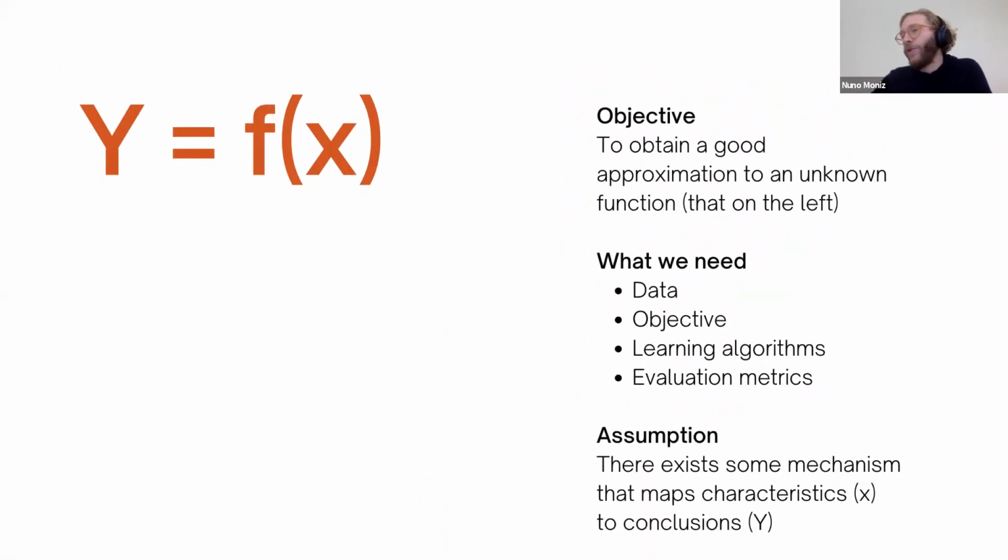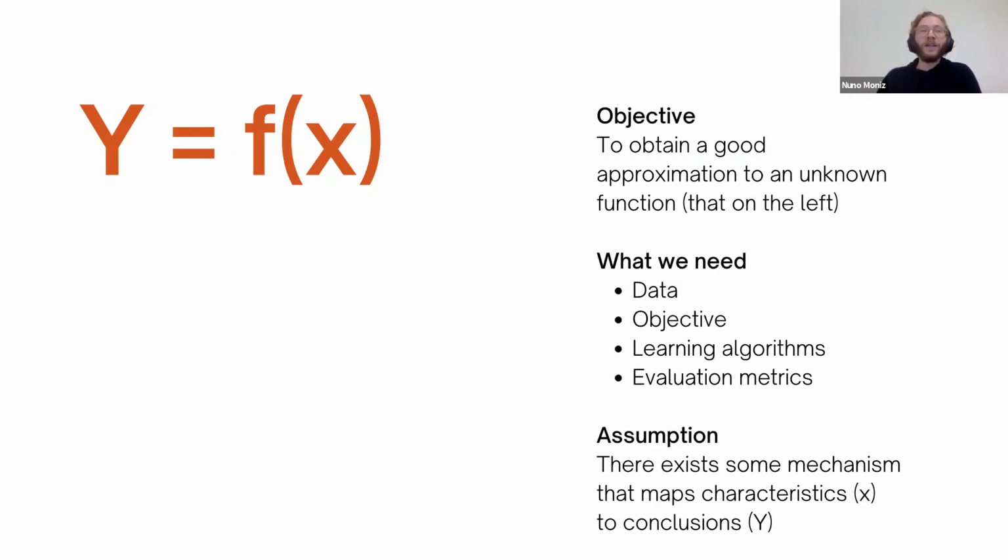A more canonical form, and don't be afraid if you're not from analytical fields: the idea in machine learning can be summed up as obtaining a good approximation to an unknown function. If these concepts are not very familiar to you, I'll try to explain them later on. But what we need to do machine learning is basically four things. We need data, we need an objective, we need learning algorithms, and we need evaluation methods.